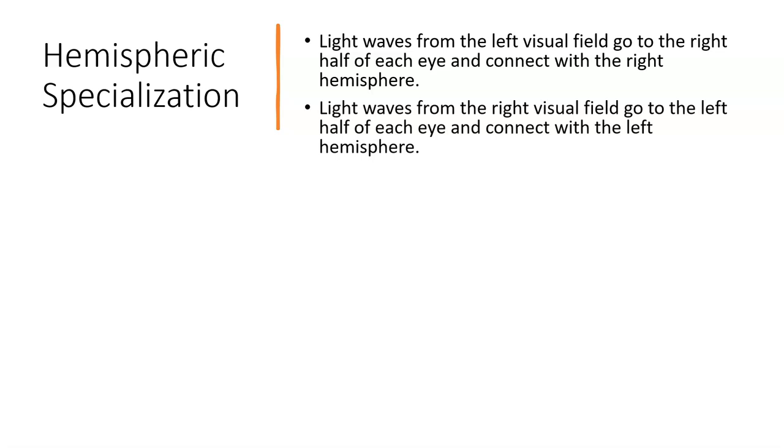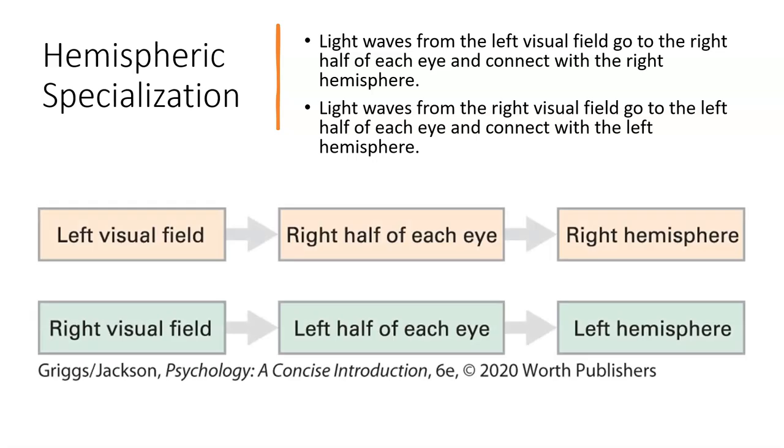So light waves from the right visual field go to the left half of each eye and connect with the left hemisphere. So part of what's going on here is a bit of redundancy, so that you have the ability to perceive in a way that produces an image that has depth and dimensions.